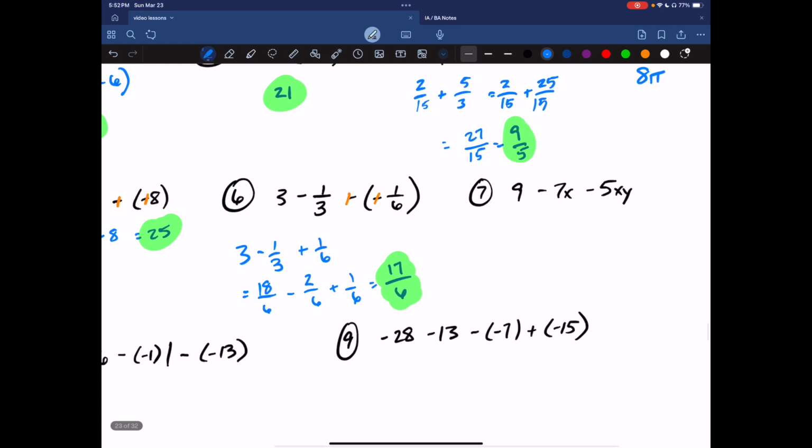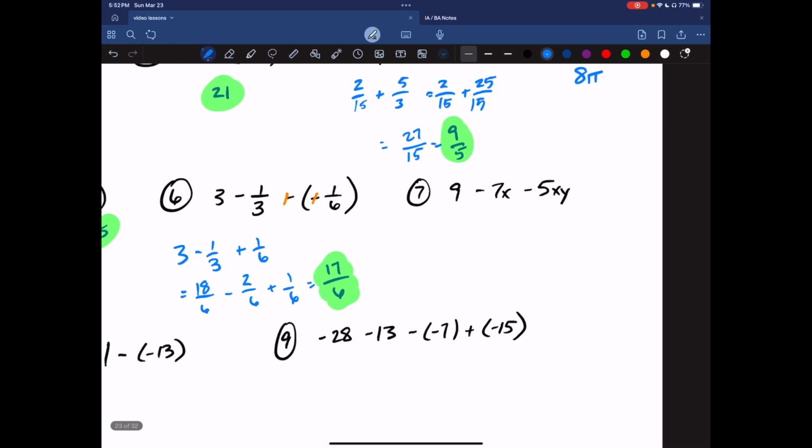Okay. On number 7, this one's tricky. I only threw this one in here because when you go to do your homework on Pearson, it might give you something like this, and it's going to say, all right, list out all your terms.